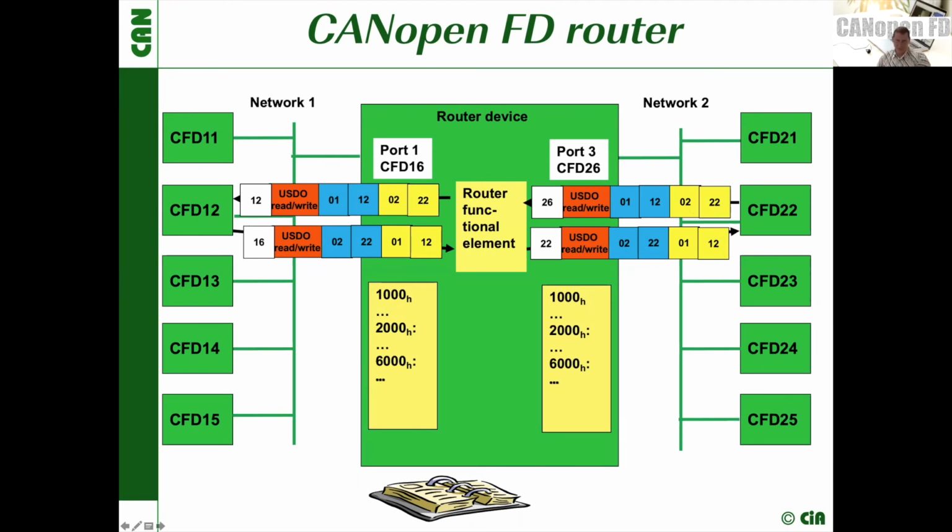So according to the router table that is also defined in 1301, this routing device has now the ability to make here the request in network 1 to address this device, and the addressed device passes back to the router, and further on the device 22 in network 2 gets the answer. This is already the entire content of document 1301, the basic CANopen FD specification.